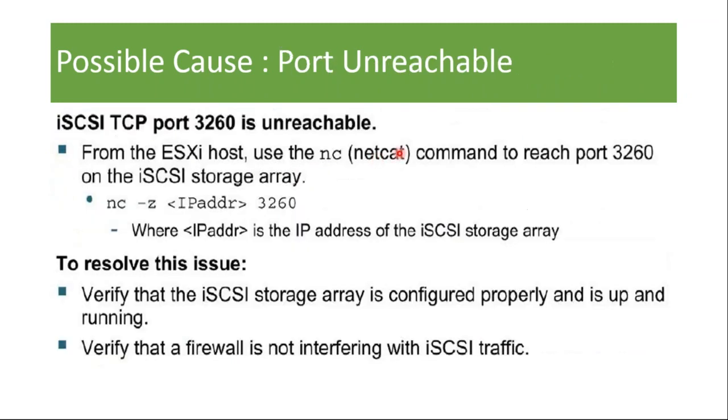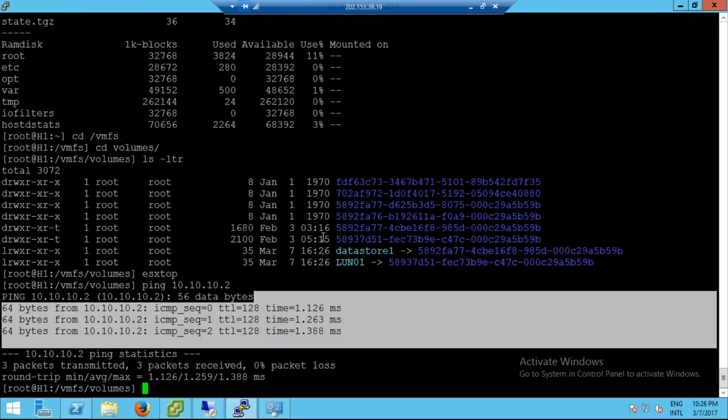So moving to the next slide. One of the causes is port unreachable. Your iSCSI TCP port 3260 is unreachable. From the ESXi host, use the netcat or nc command to reach port 3260 on the iSCSI storage array. You have to use this command: nc space -z, then the IP address of your storage, then the 3260 port. Let's see what result it shows.